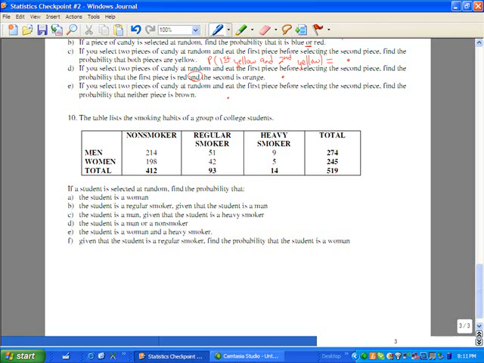problems like number 10 where you're dealing with a data set that's given to you in a table. Here, what's the probability the student is a woman? A student is a regular smoker given... Anytime you're given a condition, you need to restrict your sample space. For example, if it says the student is a regular smoker given that the student is a man, that means I'm only dealing with the men in this study. I ignore everyone else. So out of this new total, this given, how many are regular smokers? Every time you have a given situation, you have to restrict the sample space.